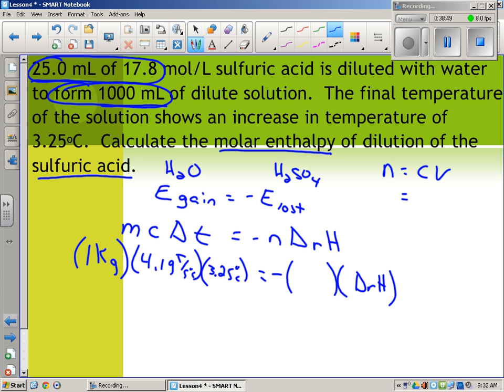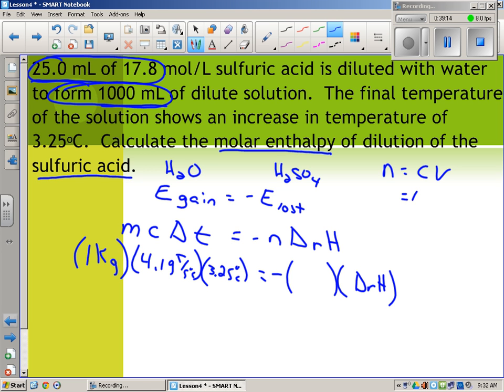I add the water, it increases in temperature. Okay? But that's how many moles of sulfuric acid I have. Even after, listen, you might say, why aren't I using the 1,000? Well, remember, even after I add 1,000 milliliters, I still started with this, right? This is what's giving you the increase in the water, the 25 milliliters of 17.8.